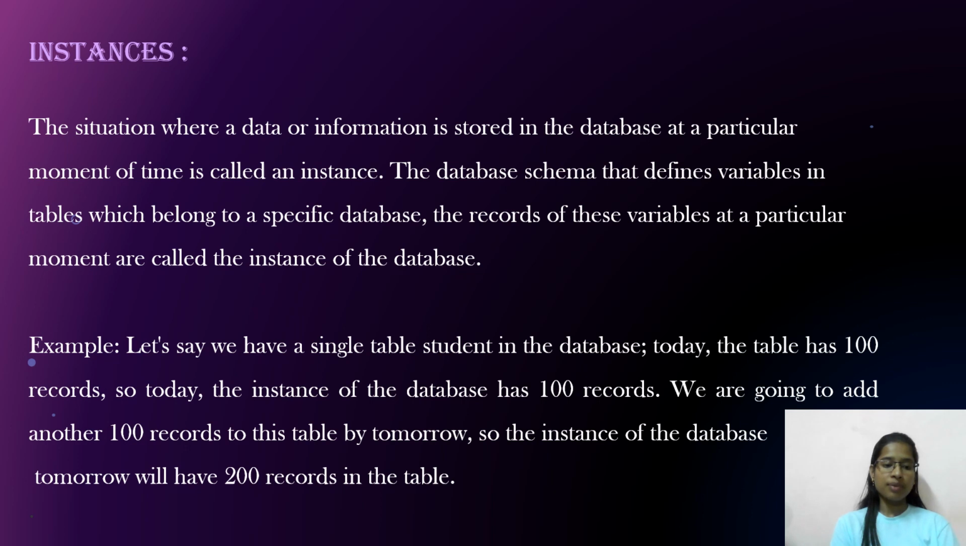So for example, let's say we have a single table, student, in the database. Today the table has 100 records. So the instance of the database has 100 records. And if we are going to add another 100 records in the table by tomorrow, the instance of the database tomorrow will have 200 records in the table. In short, at a particular moment, the data stored in a database is called the instance. That changes over time when we add or delete data from the database.